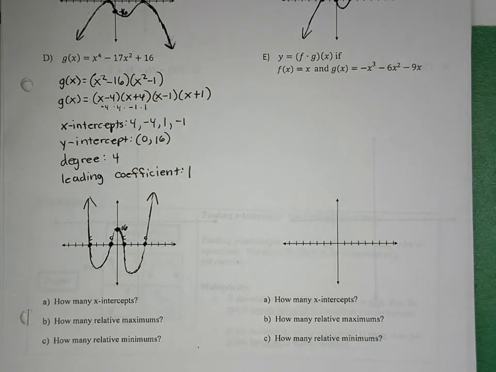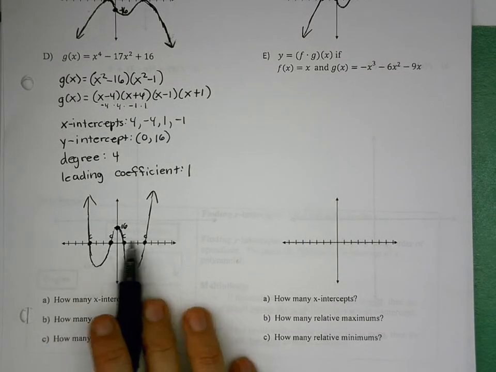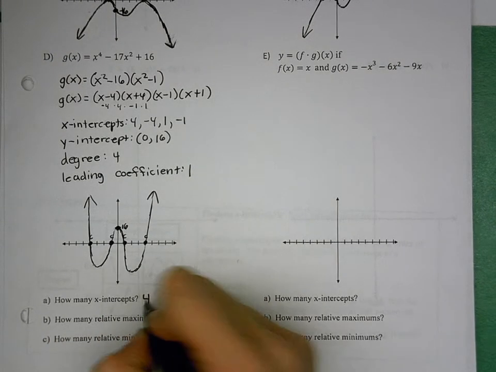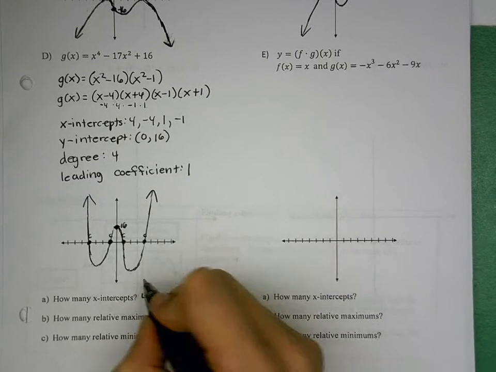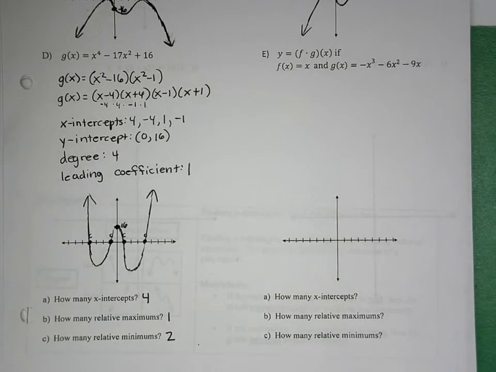And then we have some questions here. How many x-intercepts do we have? Well, we have 1, 2, 3, 4. How many relative maximums? Only 1. How many relative minimums? 2. Okay, go ahead and pause the video, give E a shot, restart it when you are ready.